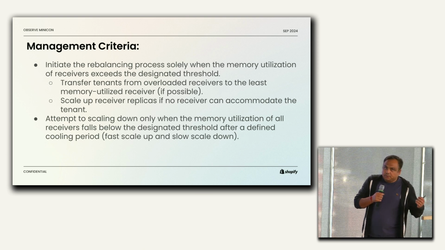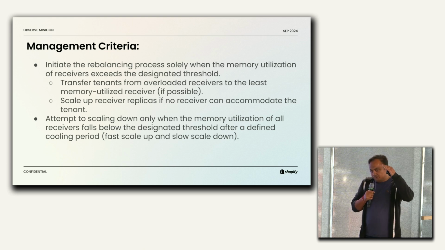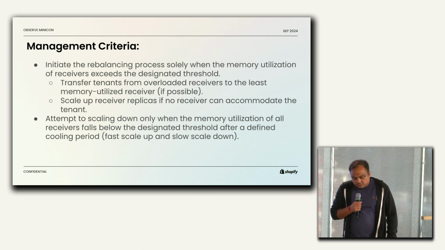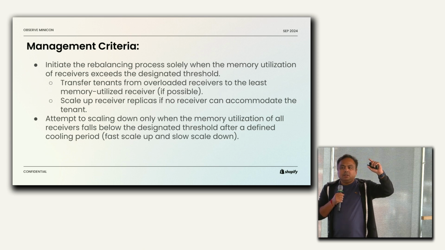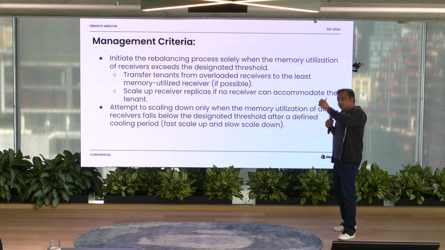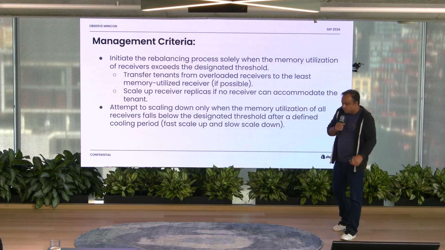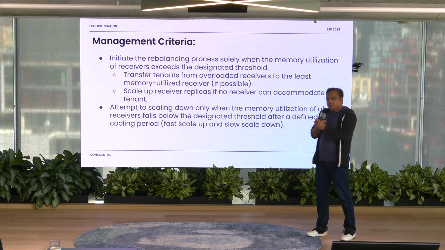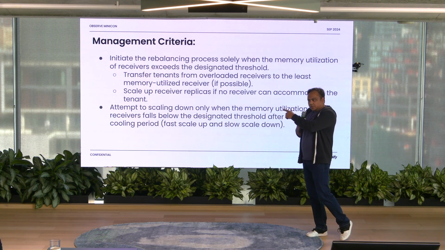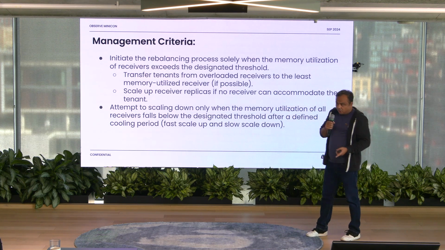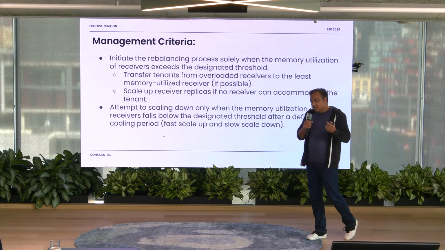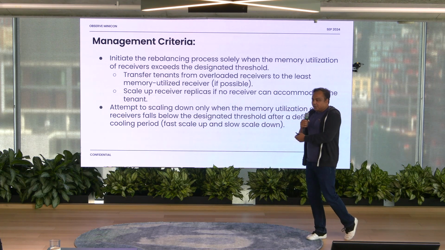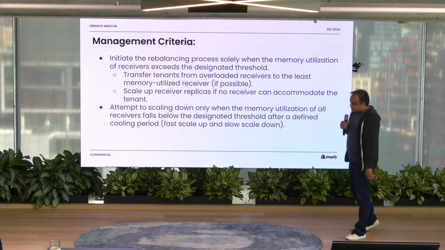If any receiver takes more than 60% memory, this tool will automatically figure out which tenant is abusive in that receiver. And if we move those tenants out of this receiver to another receiver, does that receiver also cross that 60% threshold? If it is not, move that. If it is, try to find another receiver. If none works, add a replica and assign it.